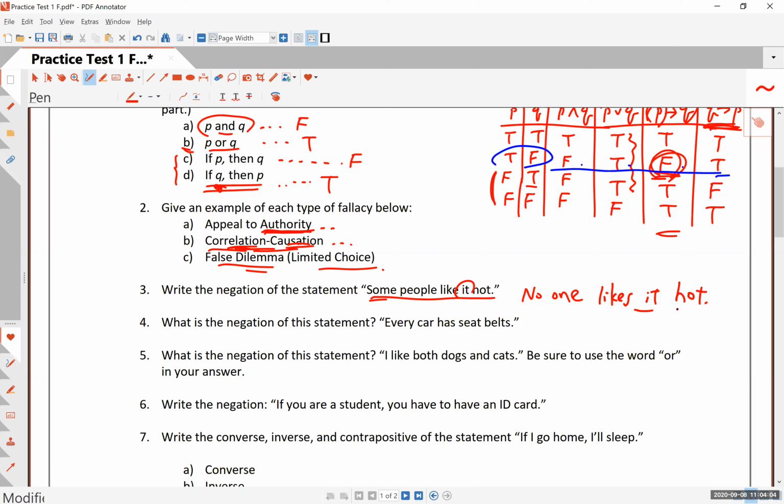And again, this part doesn't necessarily make sense. I don't know what that means, but that doesn't matter. If you say some people like it hot, the negation of that statement is no one does. No one likes it hot. What is the negation of the statement?